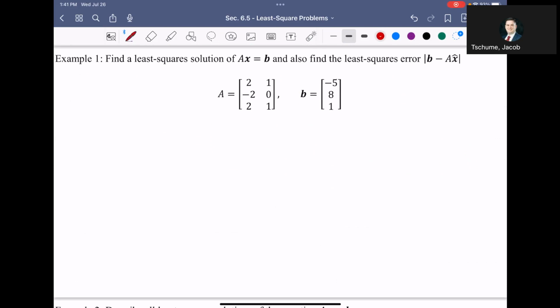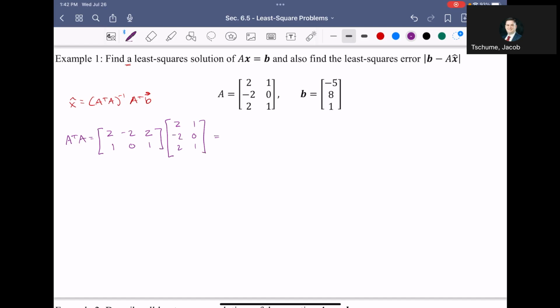So since it's asking for a least squares solution, that's singular there, we're going to use the formula that x hat will be (A transpose A) inverse times A transpose b. So in order to compute this formula, the first thing we're going to have to do is find A transpose A. So let's begin with that. If I transpose A, that's going to be 2, negative 2, 2, 1, 0, 1, and then times A, which is just the original matrix A.